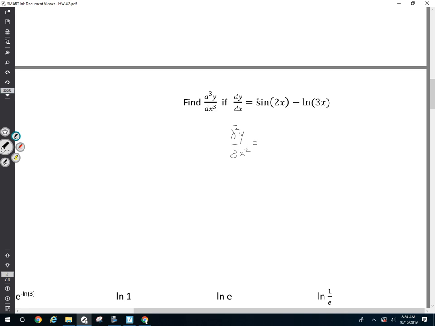Now watch this. Derivative of sine 2x. It's got an outside and inside. The outside is a sine, the inside is a 2x. It'd be cos 2x times 2. Minus, here the outside is the log function, the inside is the 3x. Derivative of the outside, 1 over, derivative of 3x, 3. That's 1 over 3x times 3, which is just 1 over x.